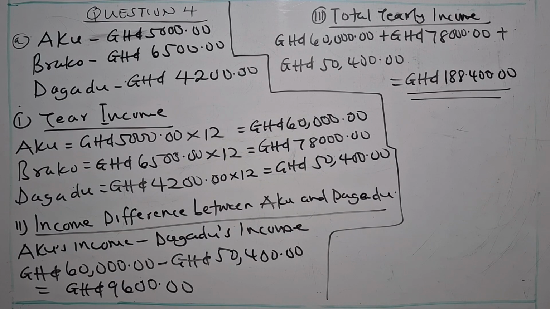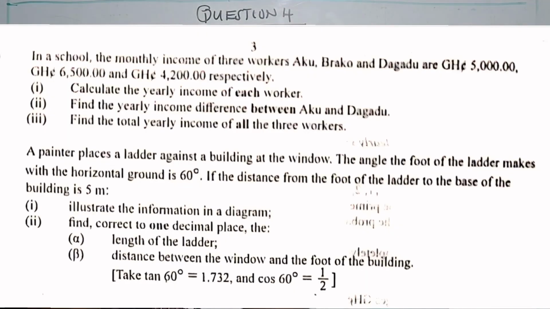So quickly, let's take B on question 4, which is also on the screen. Say a painter places a ladder against a building at the window. The angle the foot of the ladder makes with the horizontal ground is 60 degrees. If the distance from the foot of the ladder to the base of the building is 5 meters, illustrate the information on the diagram. Find, correct to one decimal place, the length of the ladder and the distance between the window and the foot of the building.